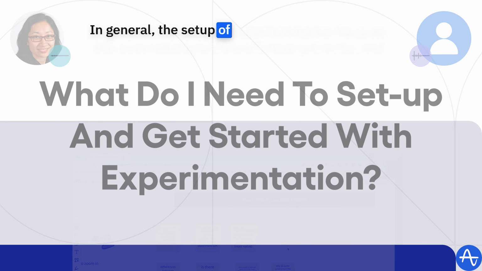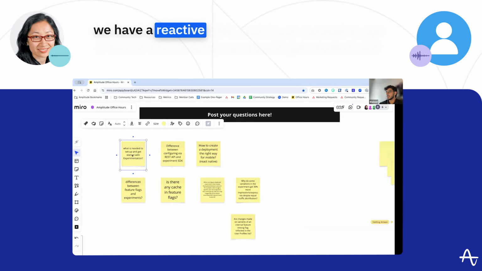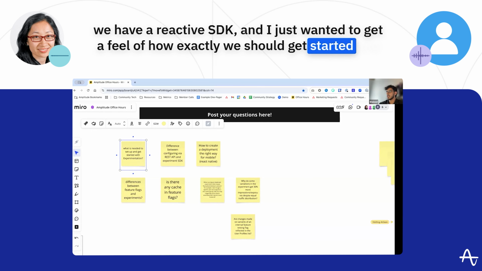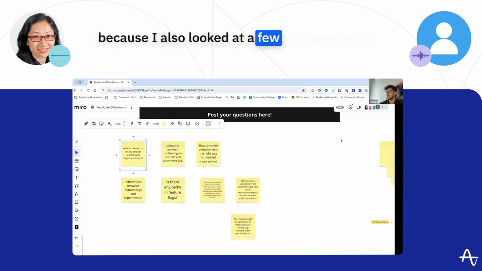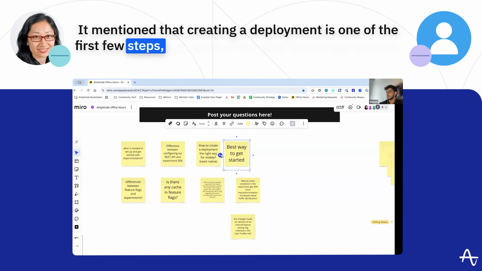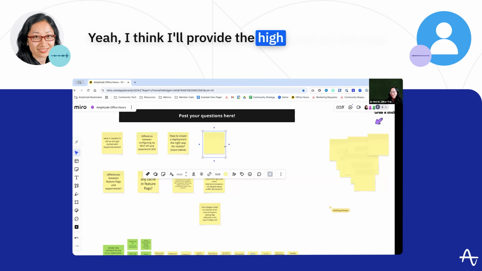In general, the setup of experimentation, because this is something we haven't done yet so far, and we have a React Native SDK. I just wanted to get a feel of how exactly we should get started. I also looked at a few documentation pages, and it's mentioned that creating a deployment is one of the first few steps, just kind of the best way to get started.